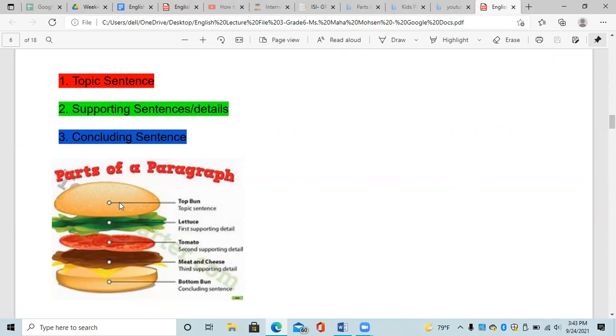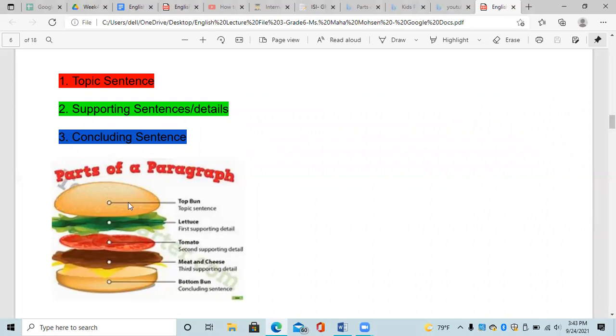The paragraph looks like a burger. So the top bun is the topic sentence at the beginning, and the bottom bun is the concluding sentence at the end. And in between them, we have all the details. For example, lettuce, first supporting detail, tomato, second supporting detail, meat and cheese, third supporting detail.